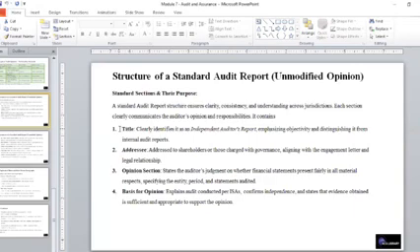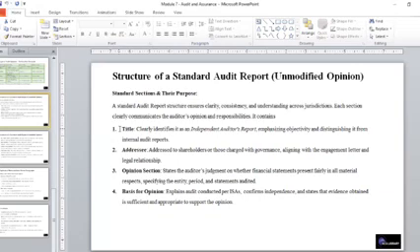It contains the title, which clearly identifies it as an independent auditor's report. That word independent is very, very important, emphasizing objectivity and distinguishing it from internal audit reports. And the next is the addressee, and it must show that it's addressed to shareholders or those charged with governance, aligning with the engagement letter and the legal relationship.